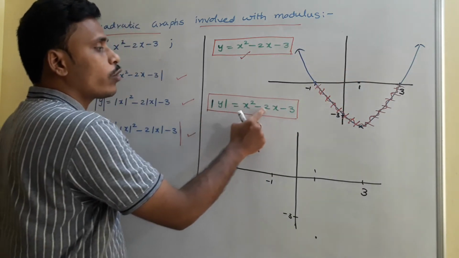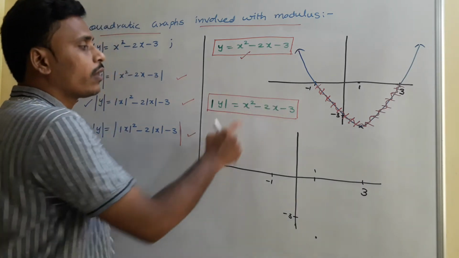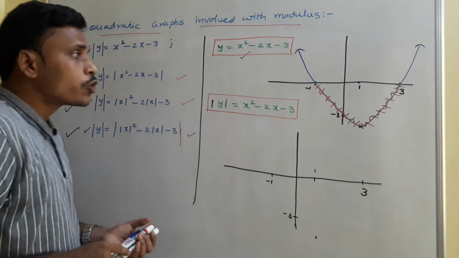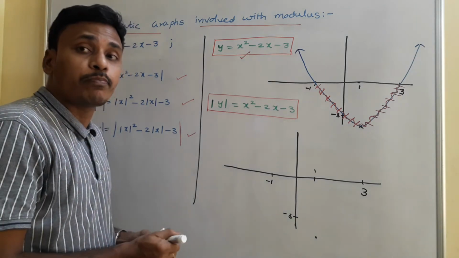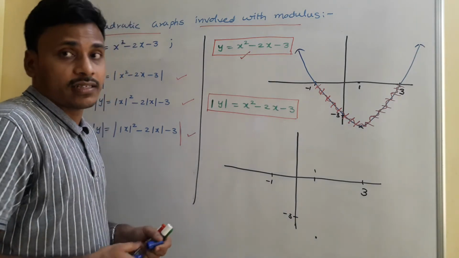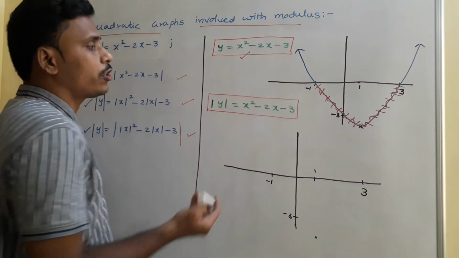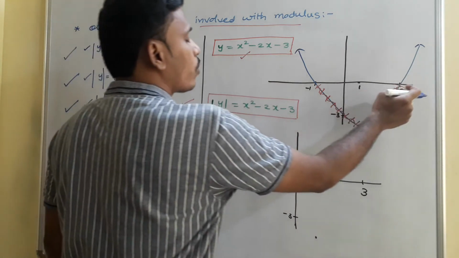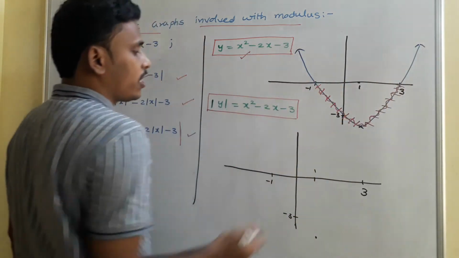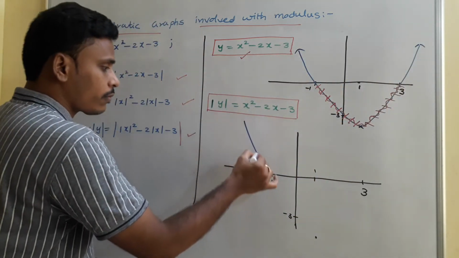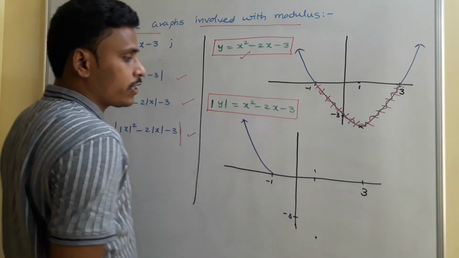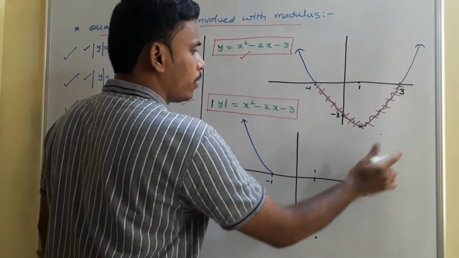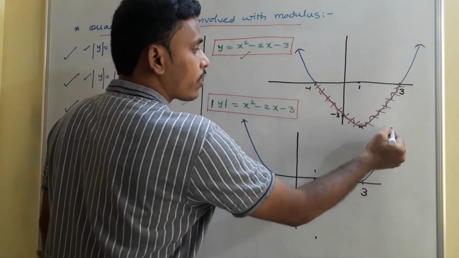Mod y is equal to x square minus 2x minus 3. That means x square minus 2x minus 3 should be positive. So you need to consider the graph in the positive region of y-axis, okay? The expression should be positive. So x square minus 2x minus 3 is positive on the left side of minus 1 and the right side of 3. The graph has just two branches like that, okay? So this is the left side of minus 1. You just have a look. This is the right side of 3.